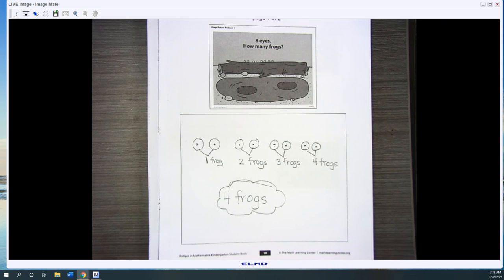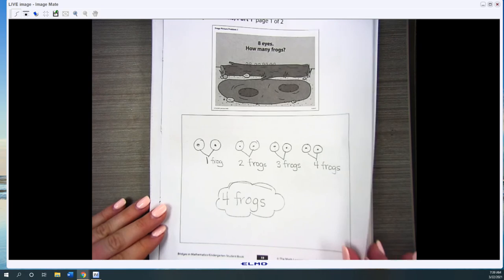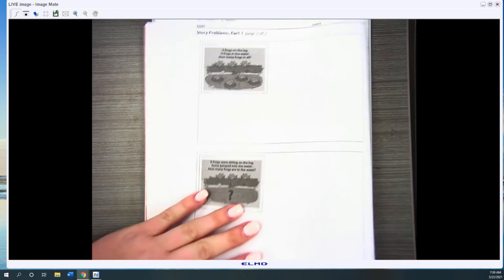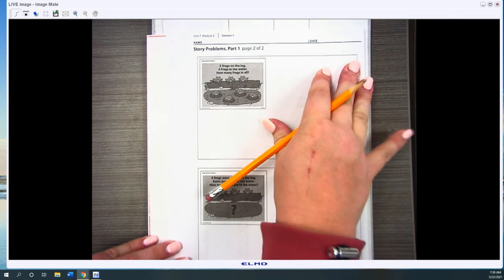Okay. Now you possibly did it a different way, and that is okay. There are multiple ways to solve story problems. Okay, now I want you to flip the page and look at the very top one.